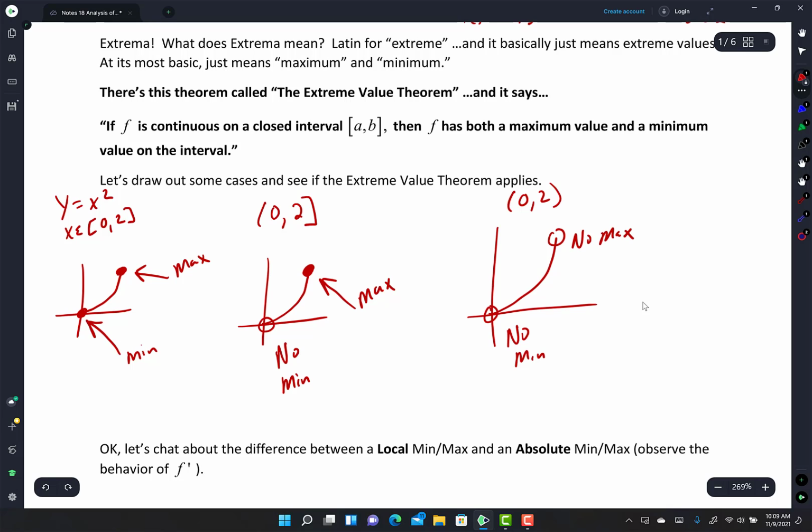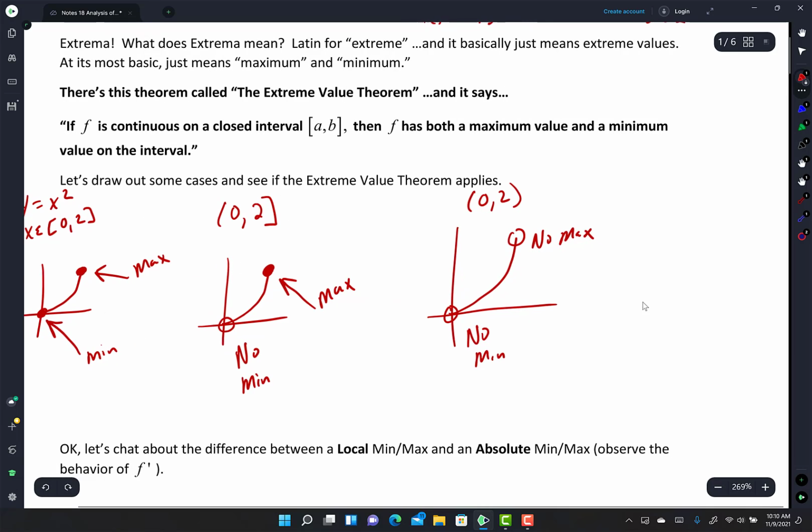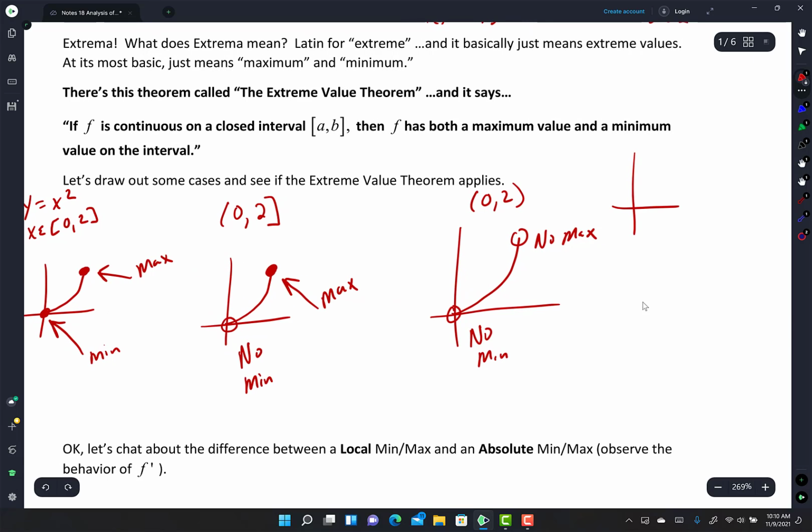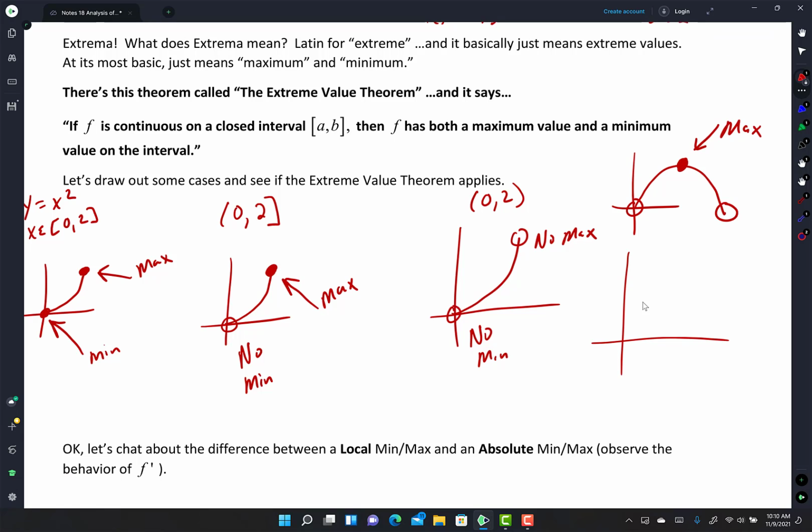Now, we've got to be careful. Just because I have open intervals does not mean that you never get a min or a max. What if I have this? Notice both endpoints are open circles, right? But does this one have a max? This one has a max right there. Does that make sense? So that one has a max, no min. This one has no min, but it has a max. Yeah, you're right.